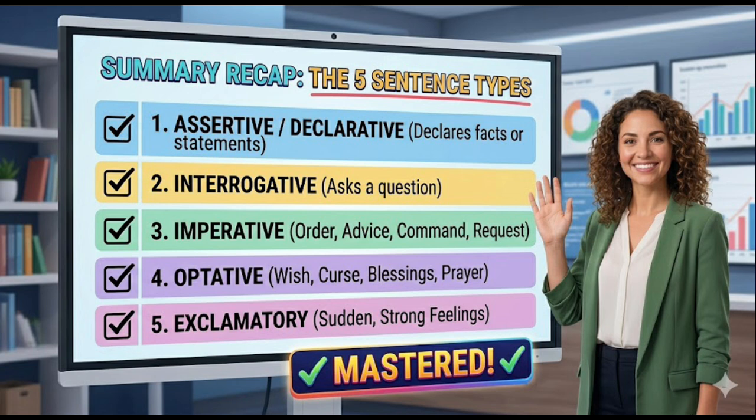3. Imperative sentences. We use these for orders, advice, or requests. Remember, the subject you is hidden. 4. Optative sentences, blessings and prayers, often using the word may. 5. Exclamatory sentences. They show sudden, strong emotions and always carry an exclamation mark. Master these 5, and your English communication will be unstoppable.